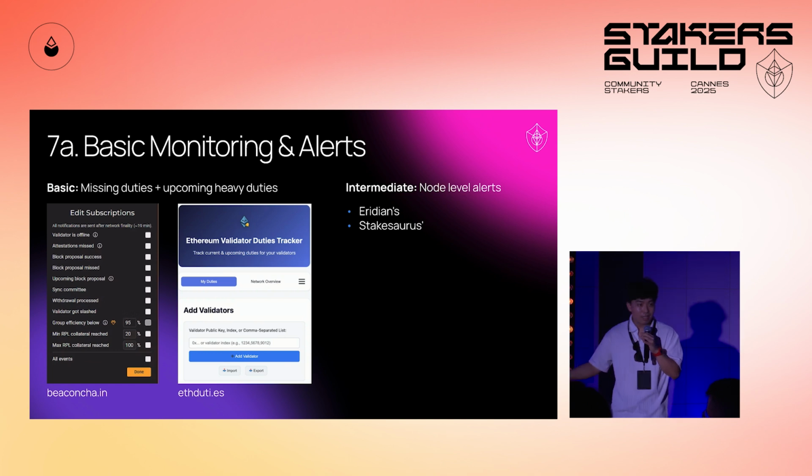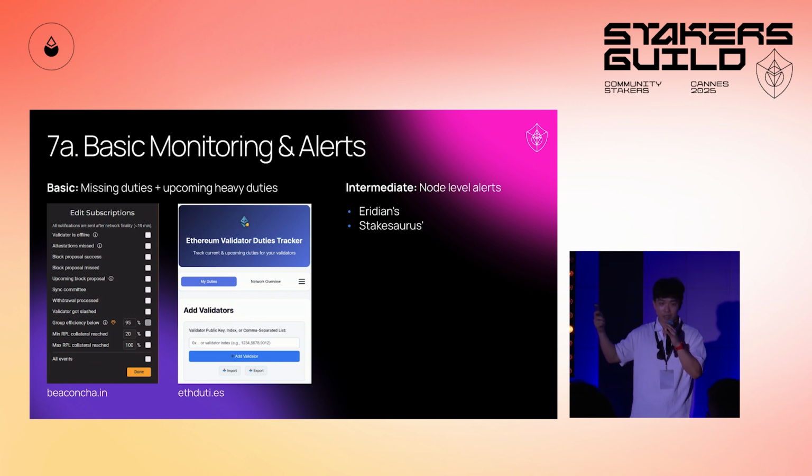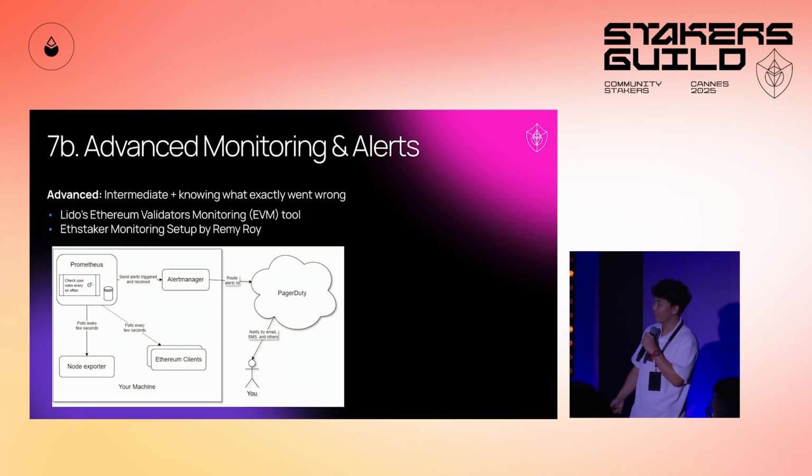If you want to monitor uptime or activity on the node level, then you can't rely solely on on-chain alerts. You need to have alerts or monitoring on your device itself. So for that, Iridian and myself, we have our own custom solution. But if you want to really bring your monitoring game up to the next level, then you have advanced monitoring and alerts, which you can check out: Lido's tool called EVM, Ethereum Validators Monitoring, or EthStaker has a monitoring setup by Remy Roy as well.